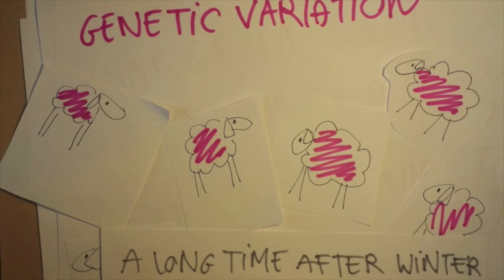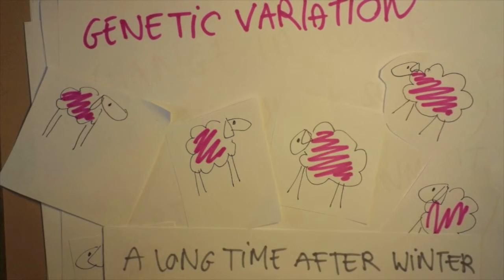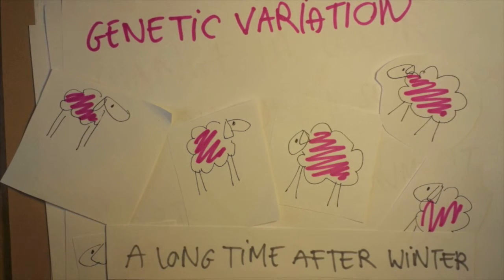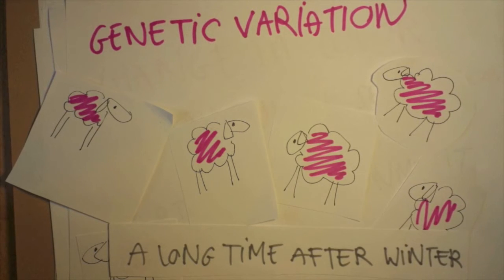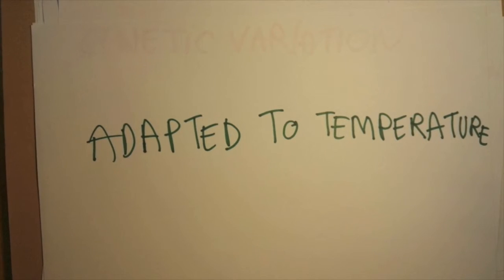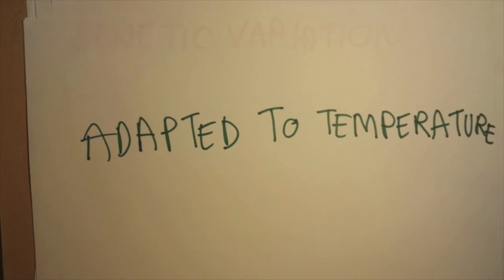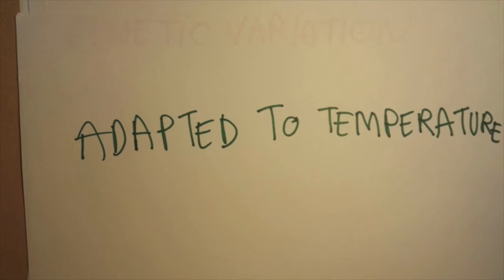A few years after the winter, the entire population will possess this genetic variation because they're all the descendants of these sheep that possess that genetic variation. The sheep have adapted to the temperature. They have adapted to their environment, and now, in the case of a cold this harsh, they will survive.